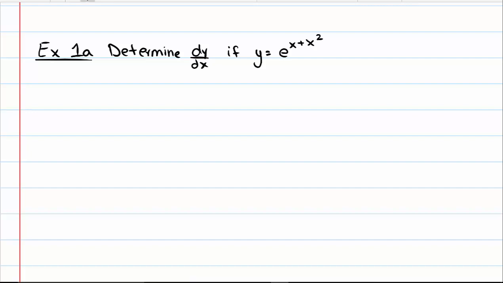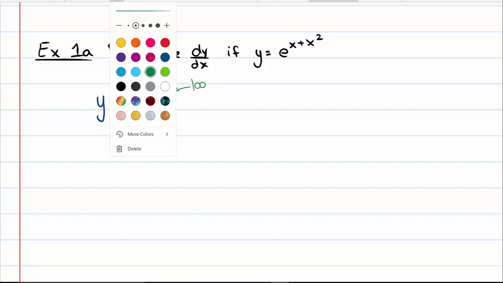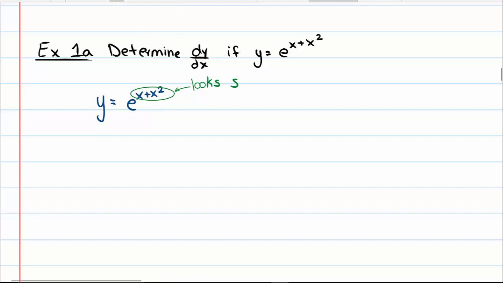So if y is equal to e to the power of x plus x squared, this problem can be a little intimidating because this piece right here looks scary. And I don't want scary looking things in my problem. So I'm going to let u equal x plus x squared. Now this is a common calculus trick to make problems easier. We're going to work out an easier version of them and then work it out from there.